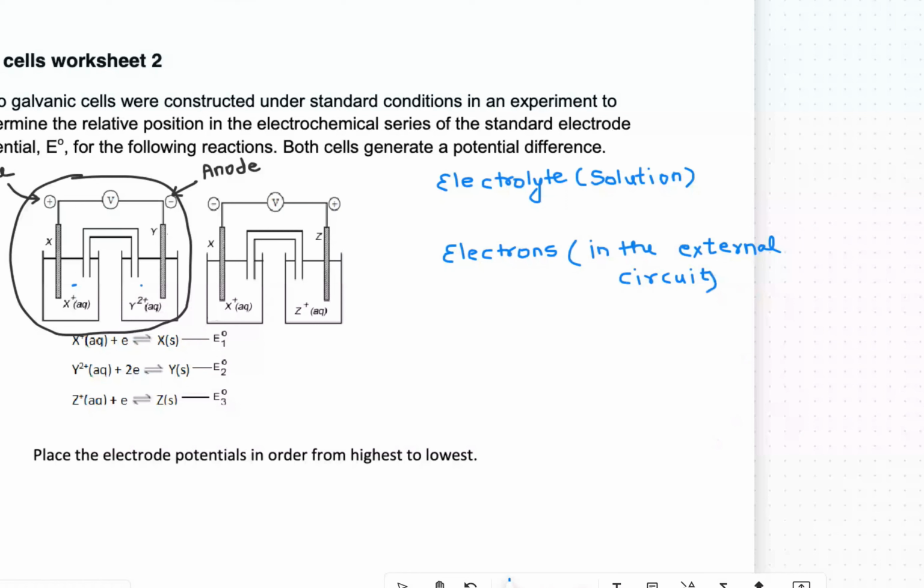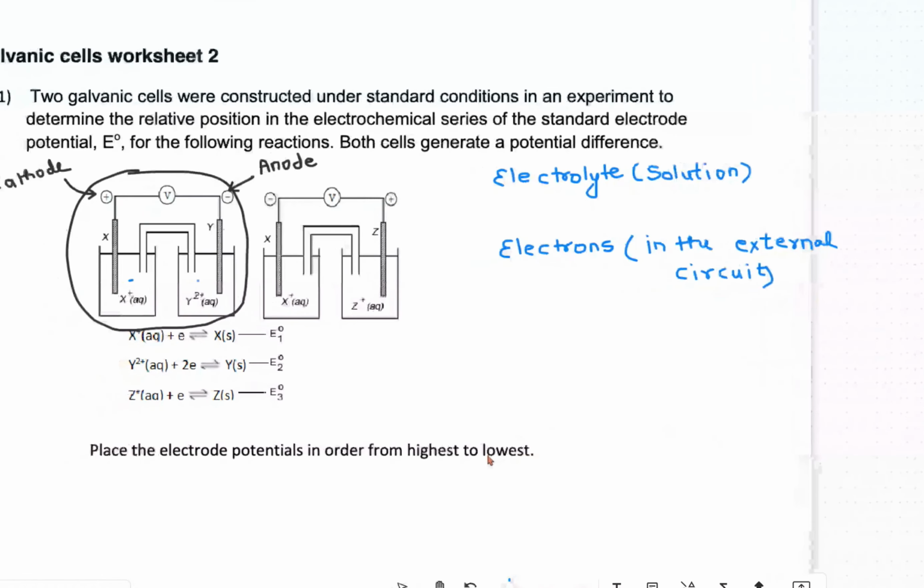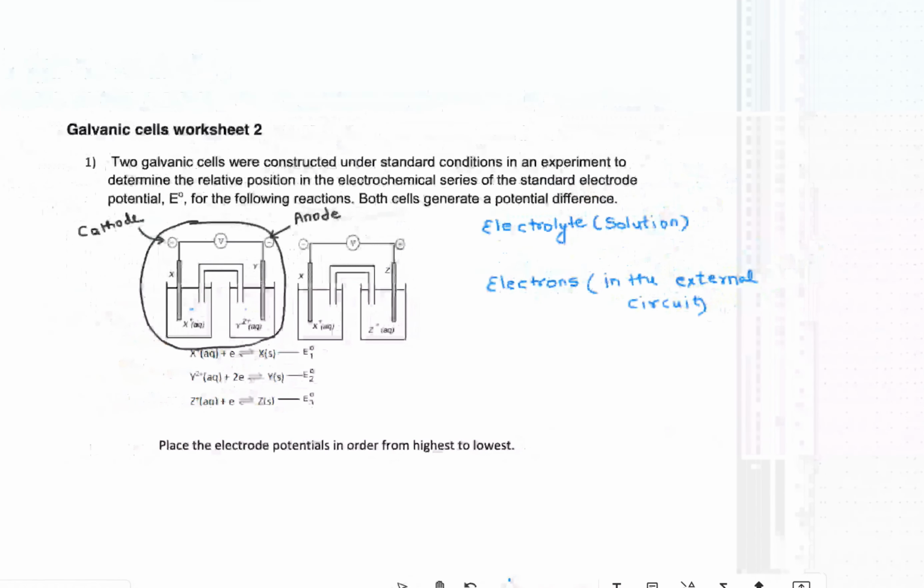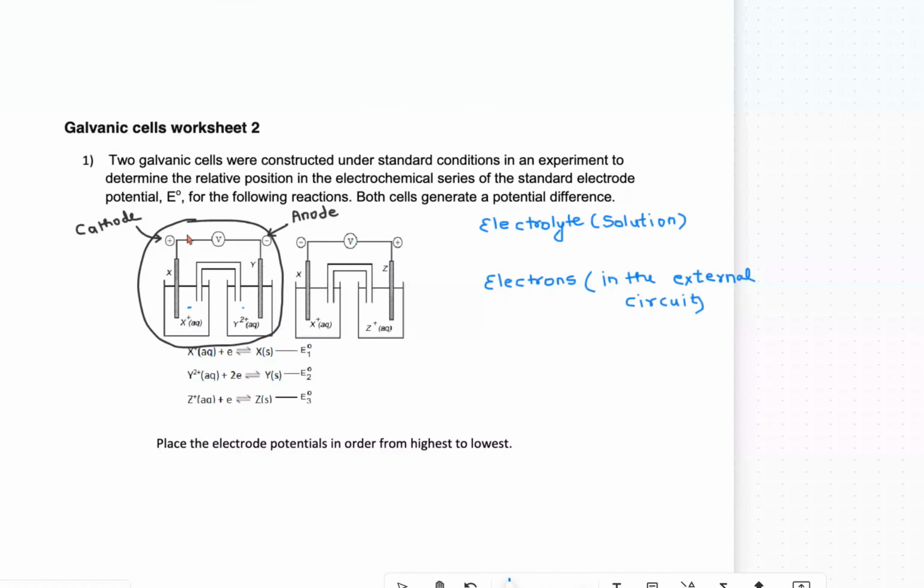Electrons never flow in the solution. I have seen this misconception. Electrons never flow in the solutions. Electrons are always in this external circuit. And they always go from anode to cathode, A to C, not C to A.